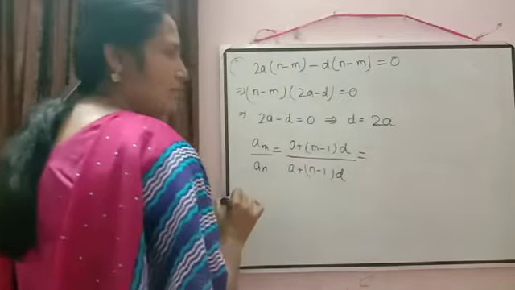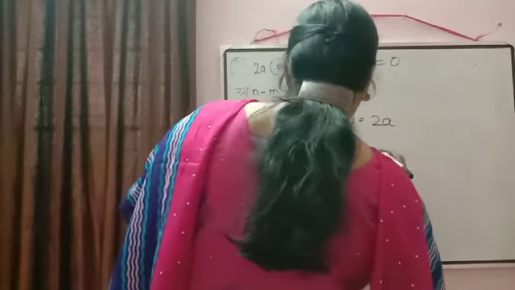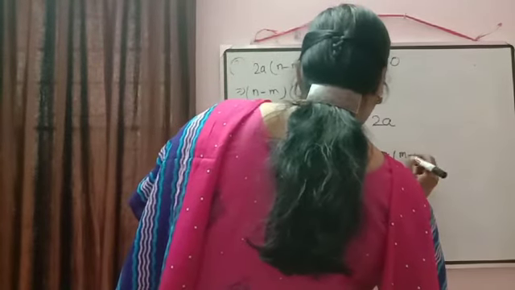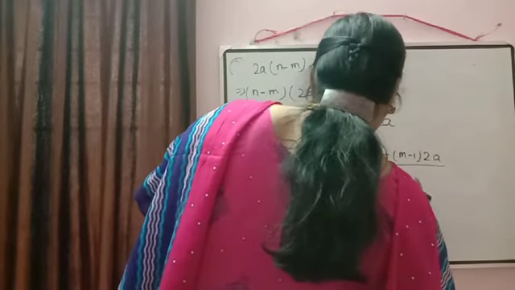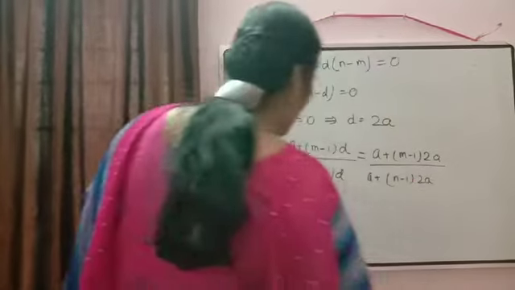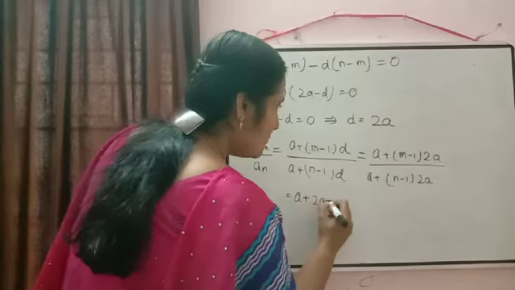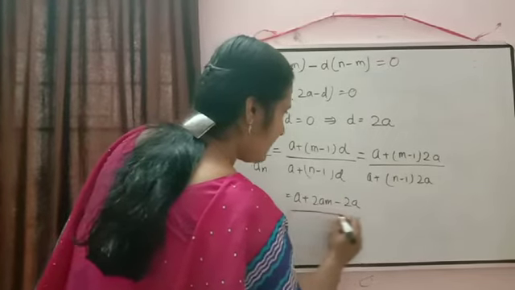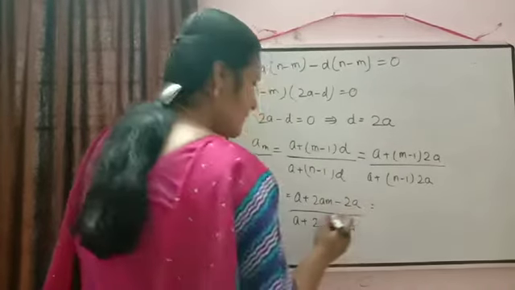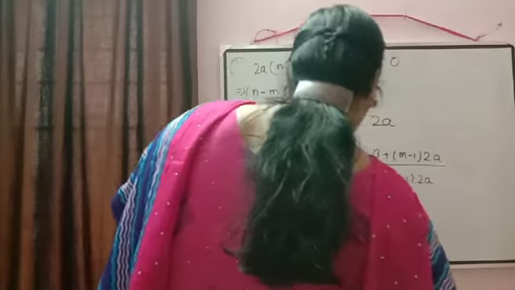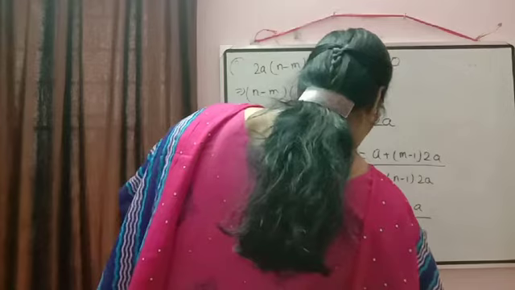Now just to substitute the value there. In place of d what we have? 2a. So it will be equal to a plus m minus 1 into 2a, by denominator also a plus n minus 1 into 2a. Do the multiplication, then we will get a plus 2am minus 2a by a plus 2an minus 2a. So we'll get 2am, a minus 2a will be minus a, by 2an minus a.